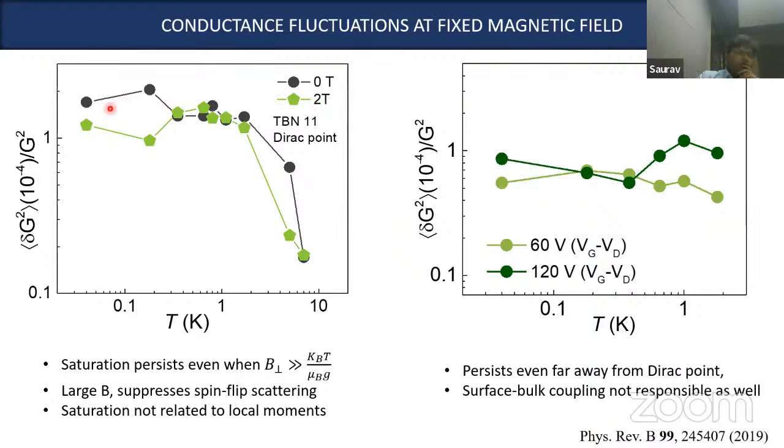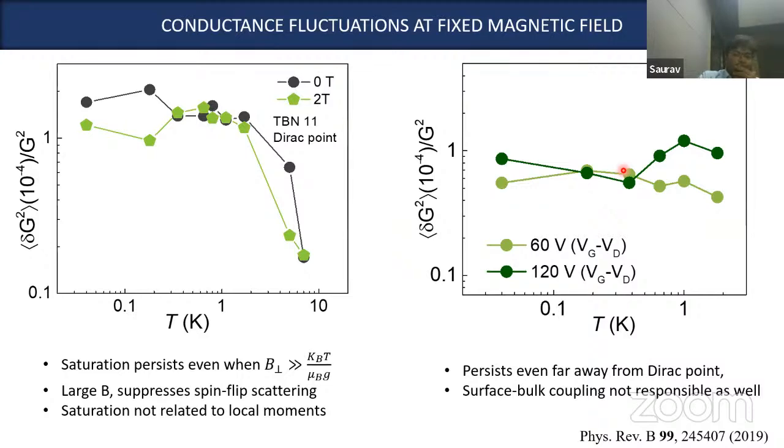But we do not really see any qualitative change at all gate voltages as far as this is concerned, even at zero magnetic field to 2 Tesla, as well as at different gate voltages. So this also tells us that the surface-bulk coupling is not responsible for the saturation we observe here. It is important to look at the saturation because you want large phase coherence in these samples at low temperatures. But if there is a mechanism which saturates it, there is no point in cooling them down, right? Because you're limited by some other dephasing mechanism which we do not understand.